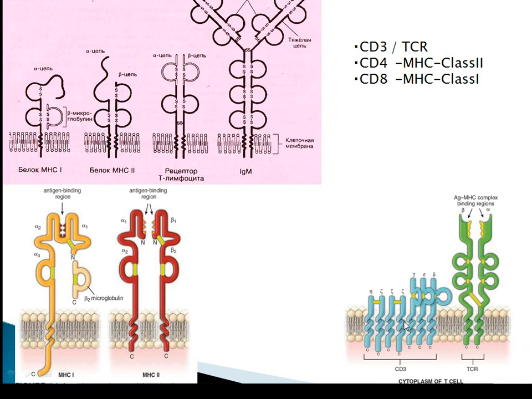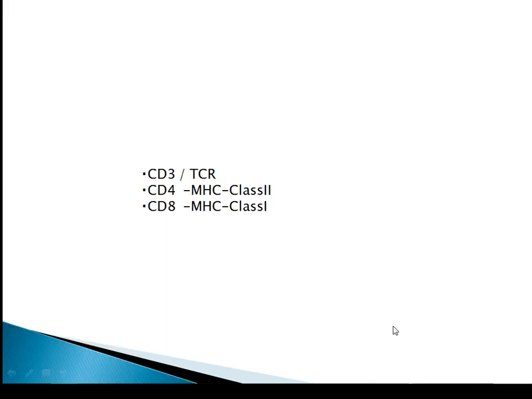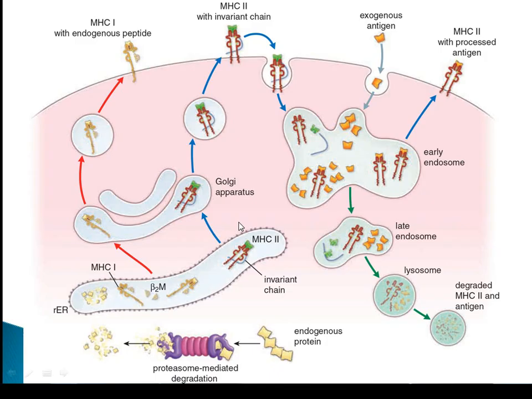Besides them, on the surface of immune cells, we also have CD clusters of differentiation molecules. And here we have to know the rule that CD3 molecules will interact with T cell receptors. CD4 molecules will interact with MHC class 2. CD8 molecules interact with MHC class 1 molecules. MHC1 molecules will present on their surface the endogenous proteins that are produced inside the cell itself.